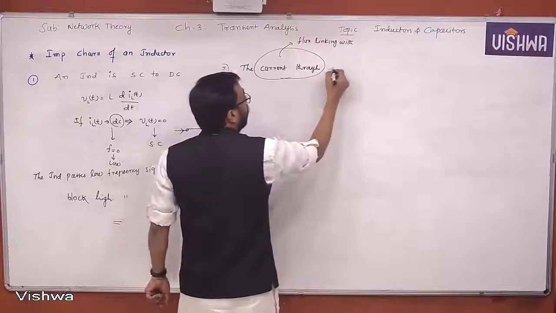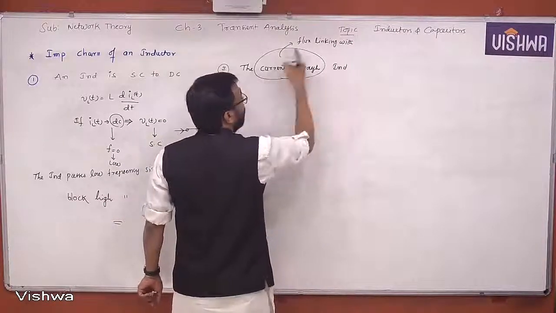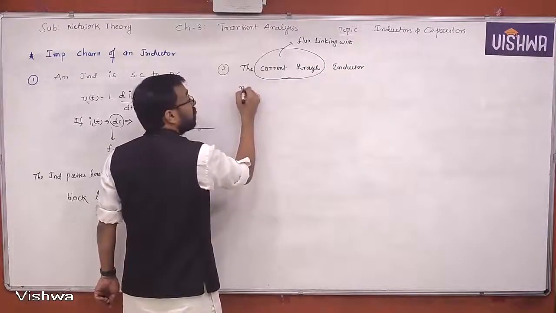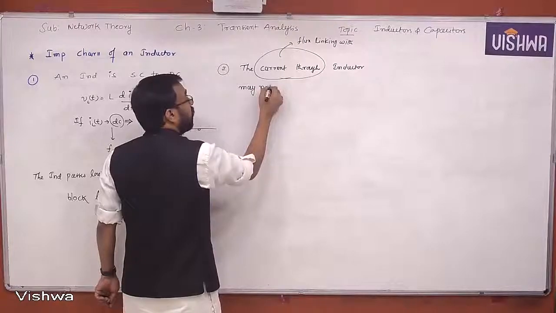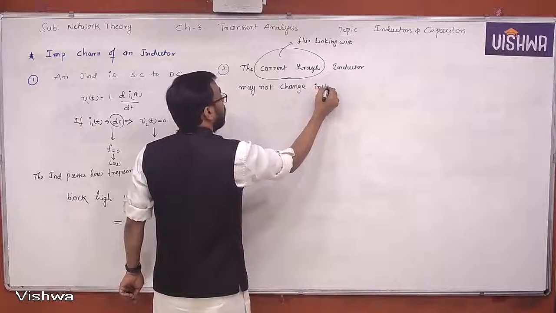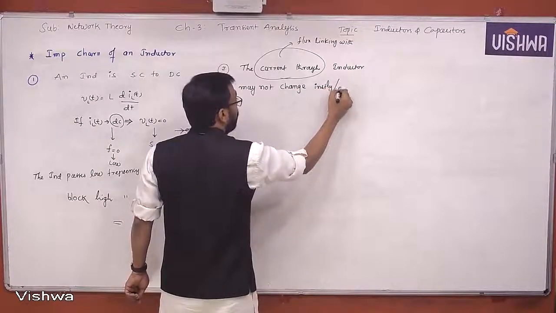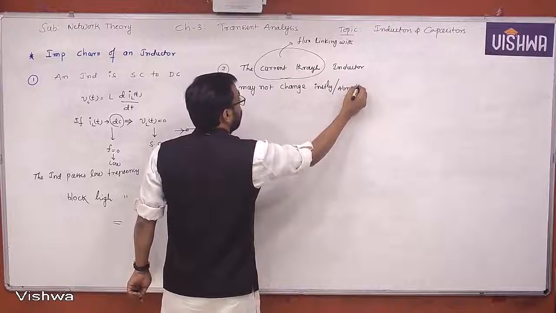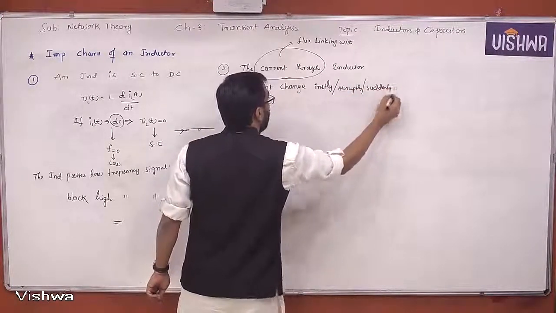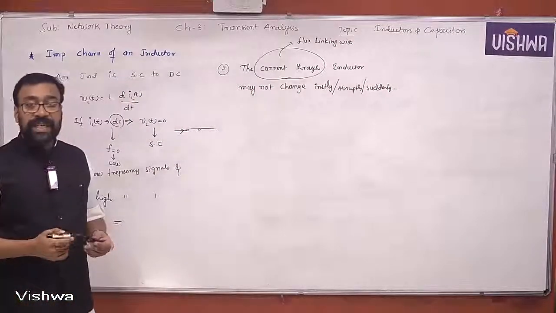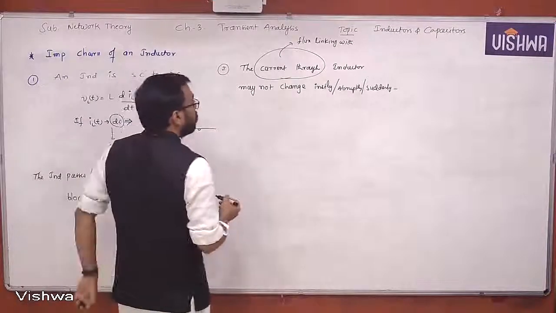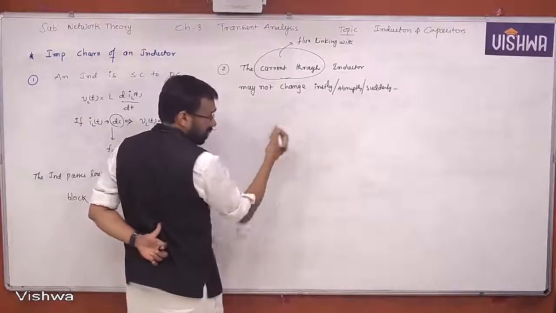The current through the inductor, that means the flux linking with the inductor, may not change instantaneously, abruptly, or suddenly. We discussed already these points, so there is no need to elaborate again. We'll prove how it is going to happen.